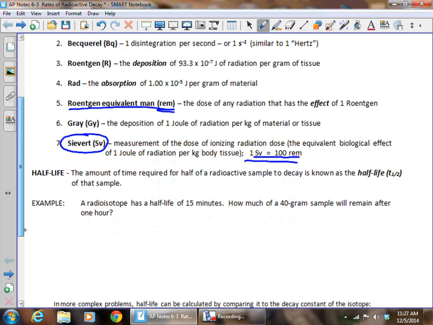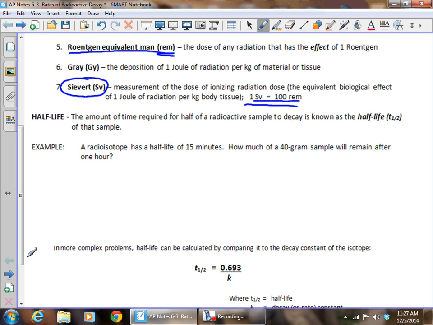Now, when we talk about how long a radioactive sample stays around, remember it's decaying. And as it decays, it's turning into a different element. And we can determine how fast that's going to occur by something called the half-life. The half-life is the amount of time it takes for half of a radioactive sample to decay. So, for instance, it says a radioisotope has a half-life of 15 minutes. How much of a 40-gram sample will remain after 1 hour?